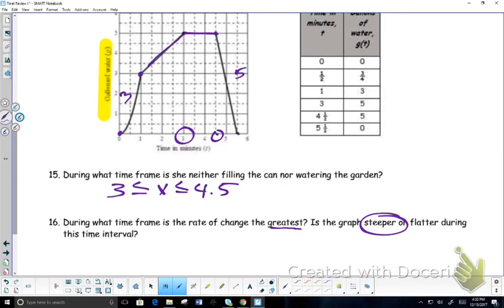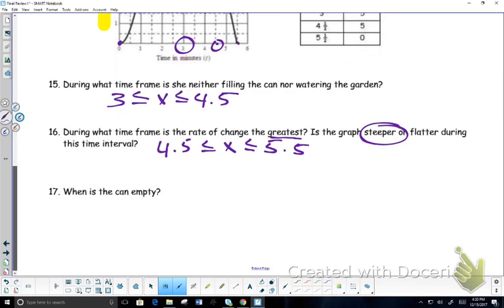So I would say that during what time frame? That would be from 4.5 to 5.5. Is this like minutes? Yes, minutes. From 4.5 to 5.5 minutes, man, she's just pouring that water out on the garden. She's had enough. She's ready to go have a cupcake or something.